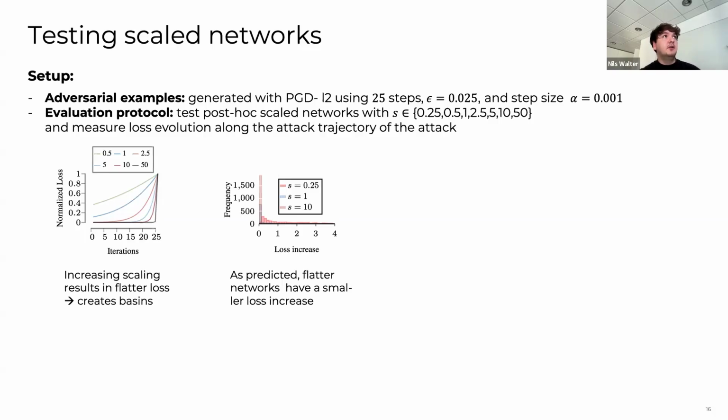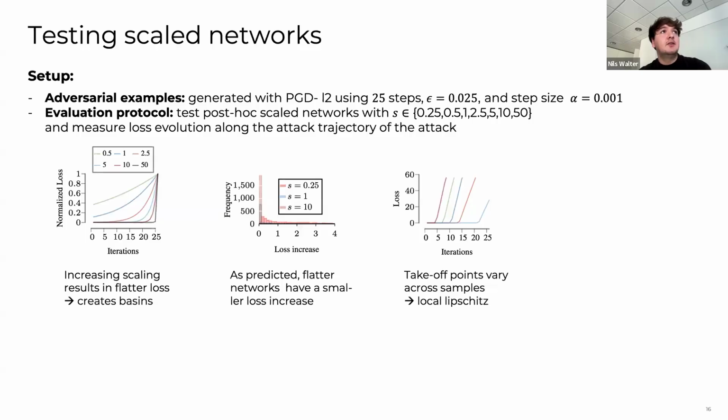Then next, we also measure the loss increase. If you look at the left figure, it's almost clear that this is what's supposed to happen: the flatter the network becomes, or the more we scale, the smaller the loss increase is, essentially justifying what proposition 2 and proposition 1 showed. Also, what's interesting is that per sample, the bound we can give is very dependent on the local Lipschitz constant. So these takeoff points, if you really scale the last layer to infinity, are different for essentially every sample, meaning every sample has its own local basin in which it resides.